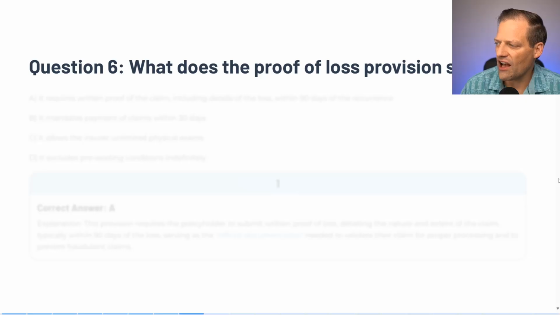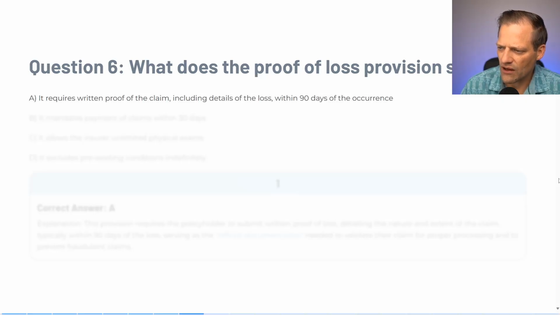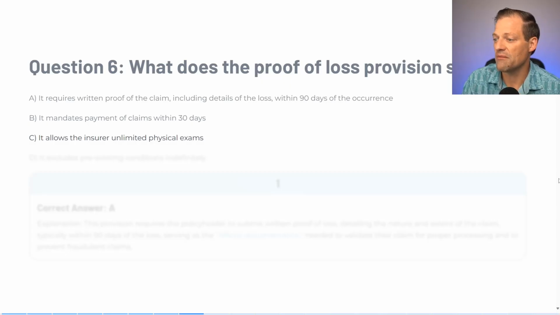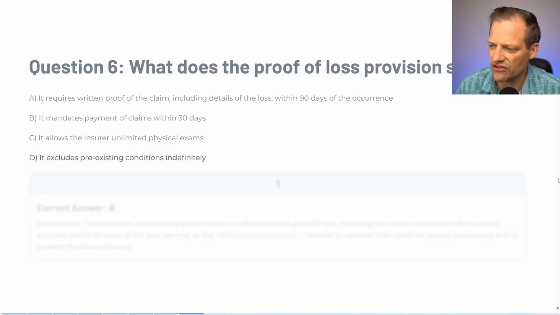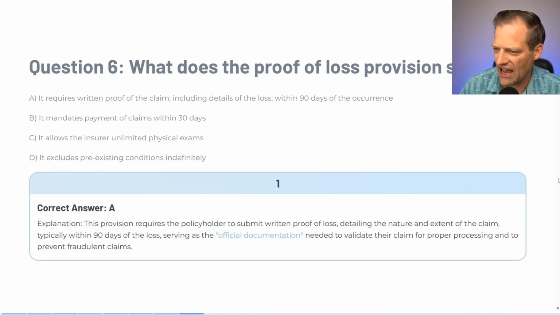What does the proof of loss provision specify? It requires A, written proof of the claim, including details of the loss within 90 days of occurrence. B, mandates payment claims within 30 days. C, it allows the insurer unlimited physical exams. Or D, it excludes pre-existing conditions indefinitely. So it is question A, it requires written proof of the claim, including details of the loss within 90 days of the occurrence. Remember, 90 days is the key significant part of it, because it may say the same thing, but 30 days. So 90 days is the one you're looking for on the exam.